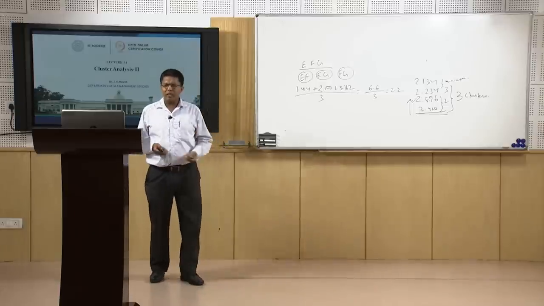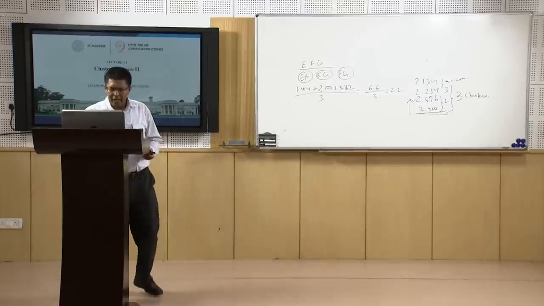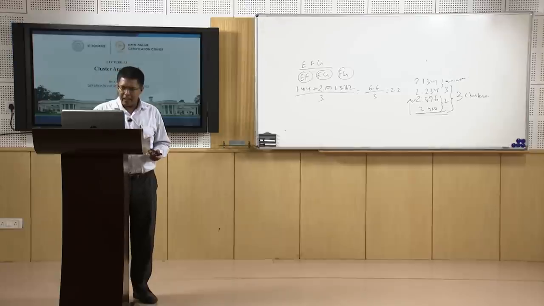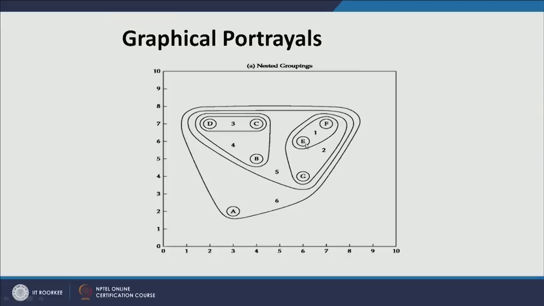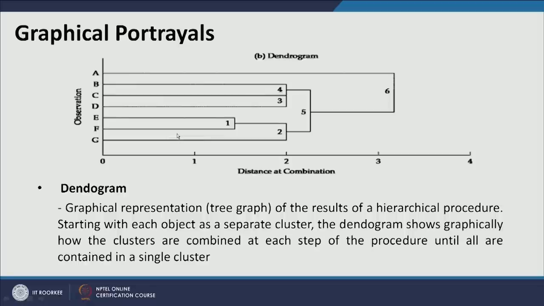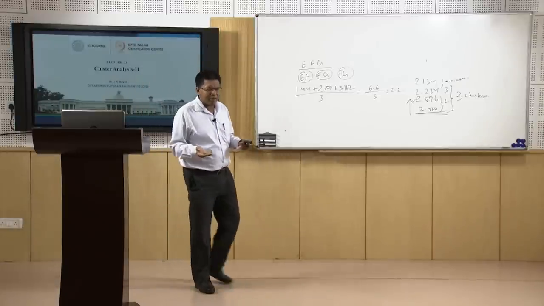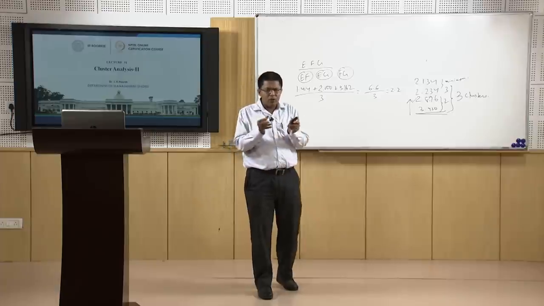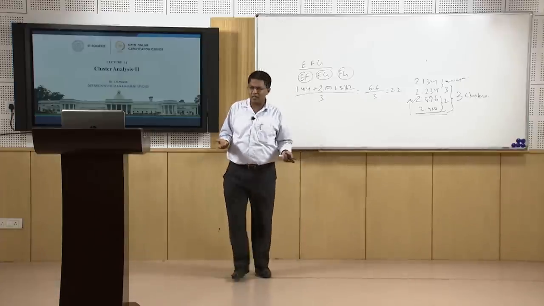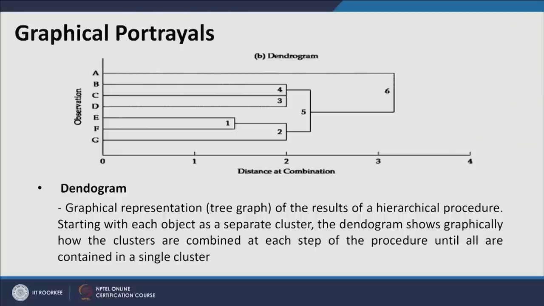So graphical portrayals, this is how it looks. A is here, B, C, D is here, another C, E, F is here. If you take it totally, this becomes a single cluster. This is something called a dendrogram. A dendrogram is a tree-like structure, a tree graph. What it does is a graphical representation of the adding up of the clusters together to form a single final cluster. This is the basic purpose of a dendrogram.